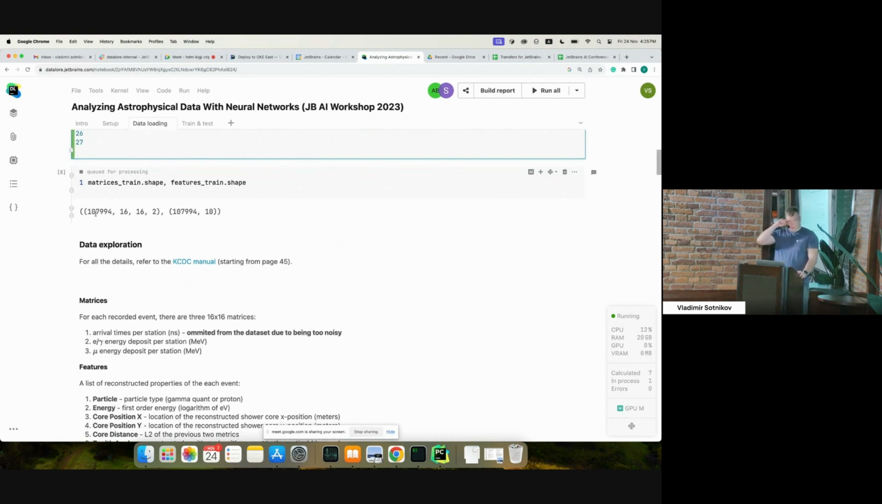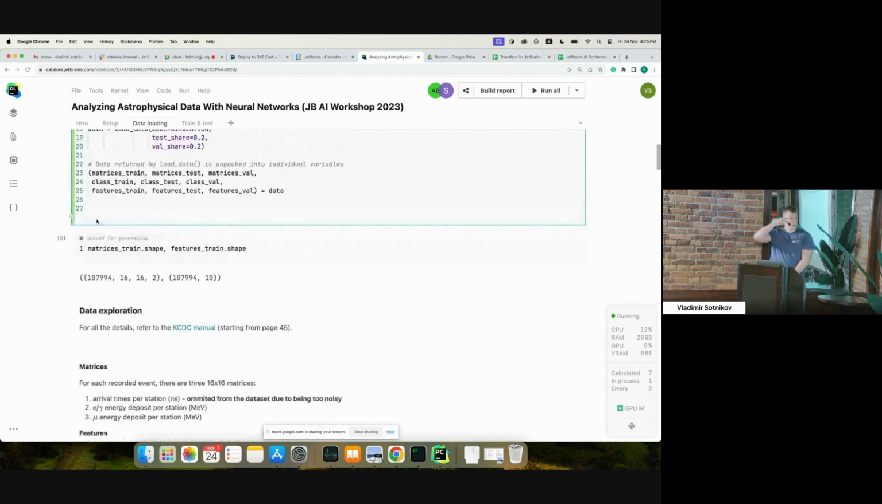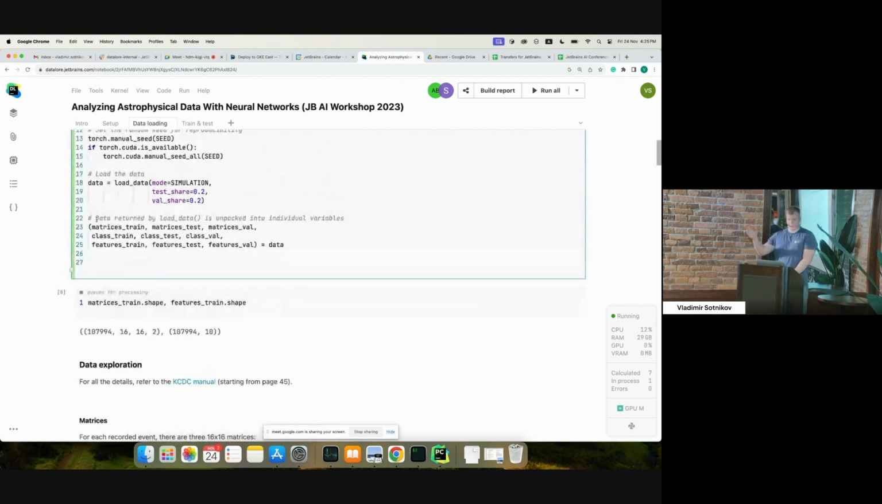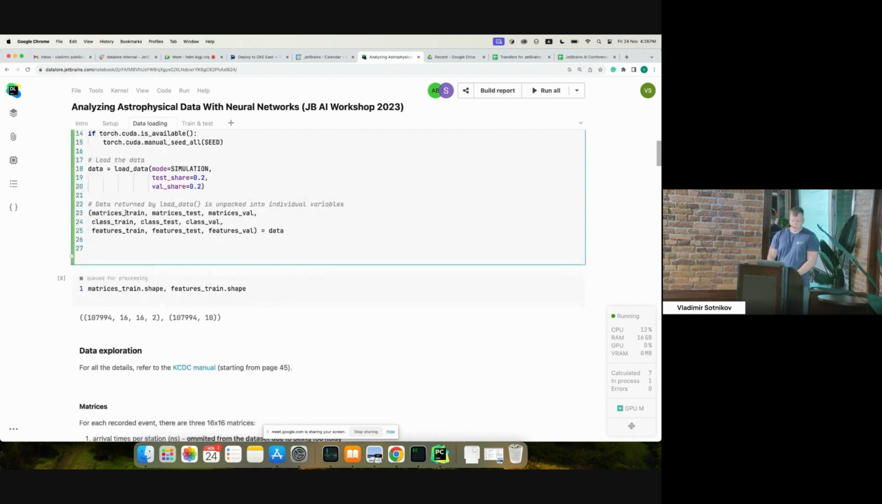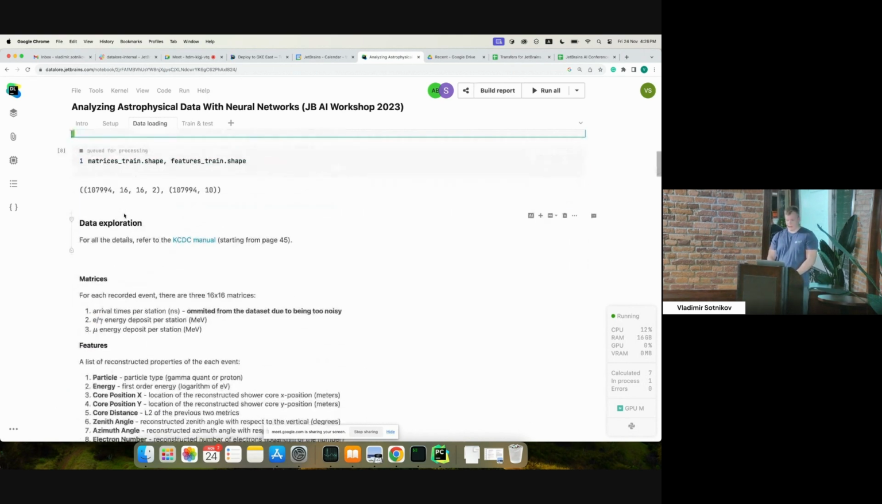So what this code cell does, it just loads the experimental data. It loads simulated data for the KASCADE experiment from S3, applies some pre-processing and so-called quality cuts. So it keeps only those simulations of air showers for which the KASCADE experiment could produce reliable measurements, as defined by the developers of KASCADE themselves.